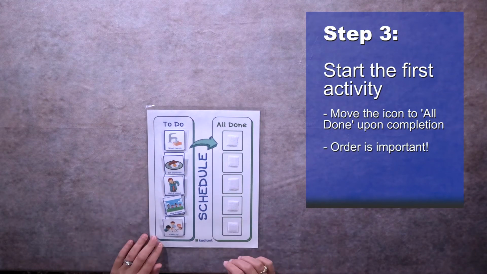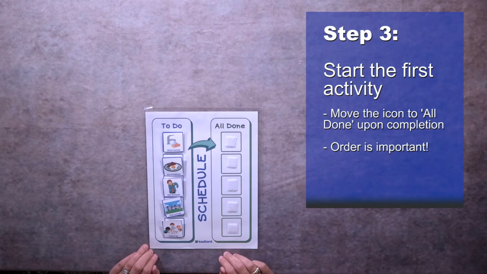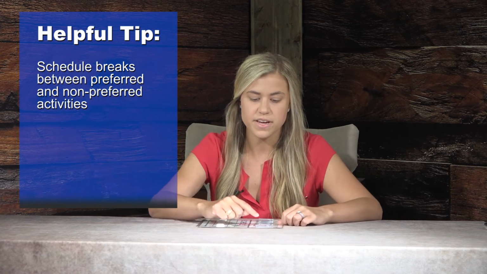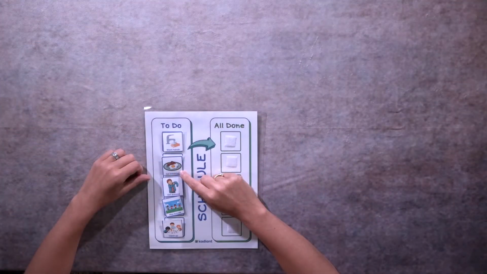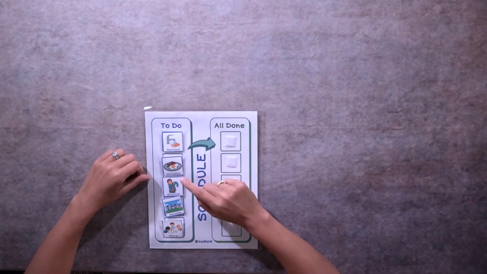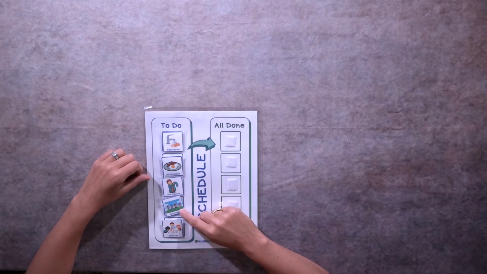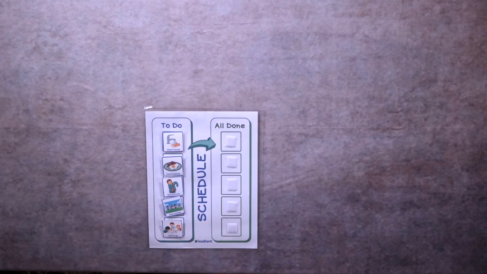The order that you present the activities is really important. If you're noticing there's a time of day that your child struggles or a task that's extra hard for them, really take a look at the activity schedule. Look at the activities and schedule breaks and preferred activities between non-preferred. So here we're going to wash hands, then eat breakfast, which would likely be a preferred activity depending on the child, get dressed, then play outside, then clean up.